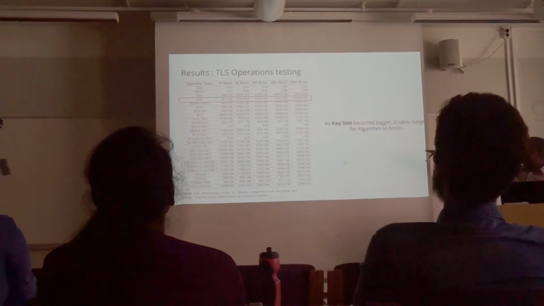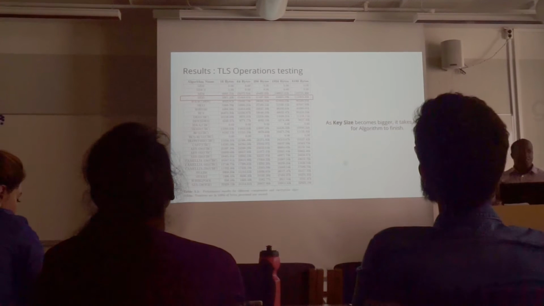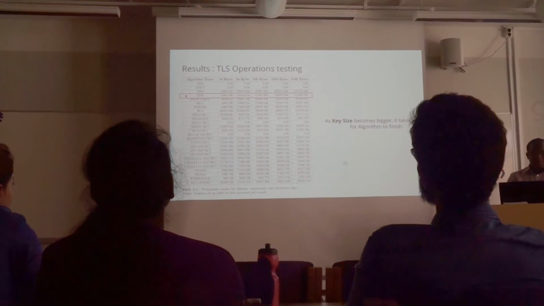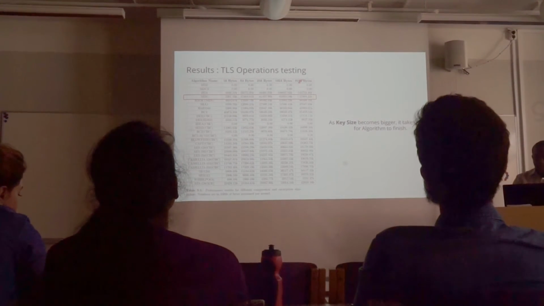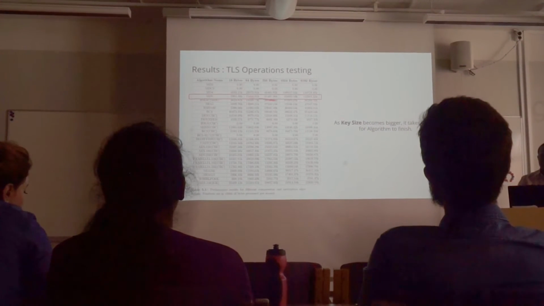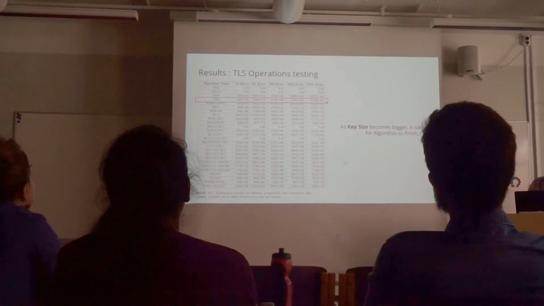So I came to realize that as the key size becomes bigger, it takes longer for an algorithm to finish. So for example, like here, this MD5, with the increasing number of these key sizes, you can see that at the beginning it took fewer operations, but at the end it took so many more operations per second.